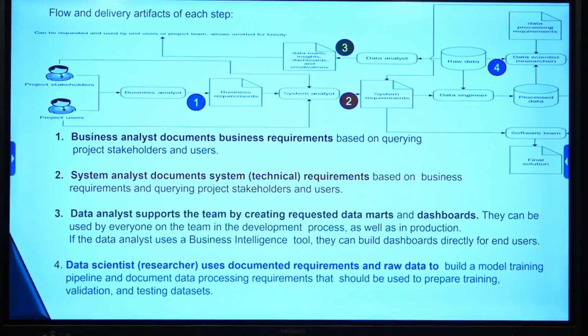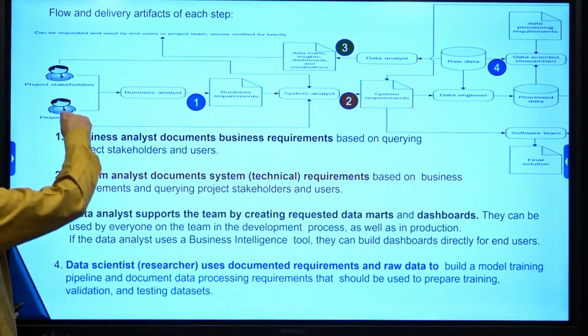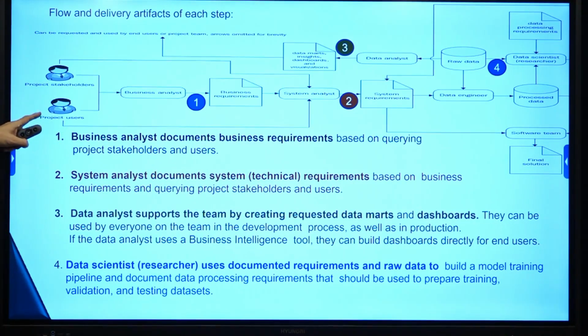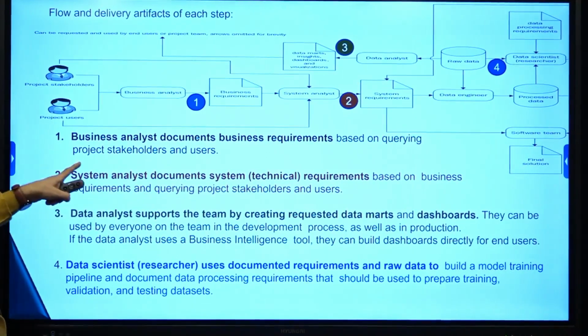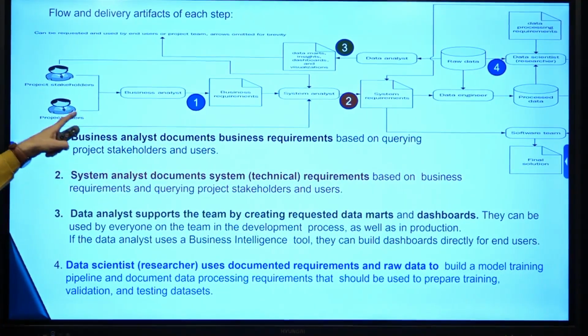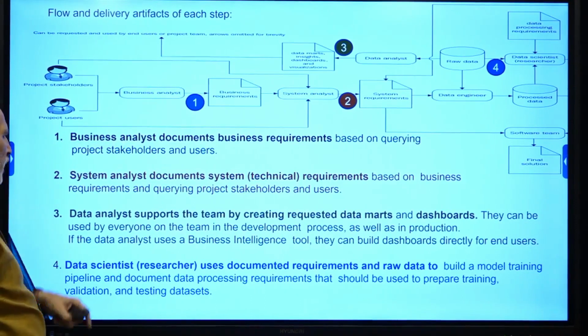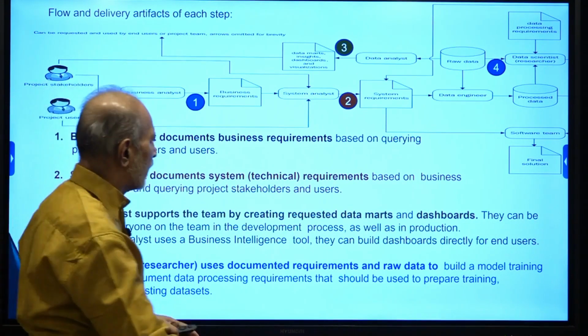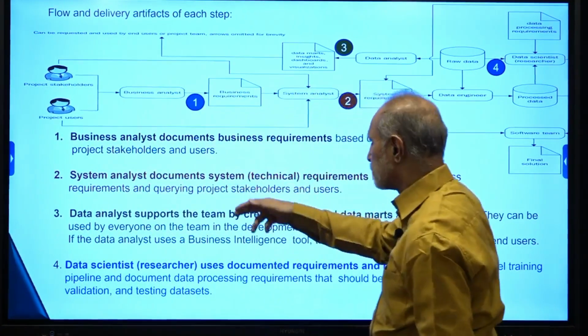Number one is your business analysis document requirement. So, you have a project stakeholder, you have a project user. However, the two give the business analyst a task. So, what is the task? The business analyst documents business requirements based on querying of the project stakeholder and the user. So, this is the task of my BA. After the task of the BA has been completed, he will create a BRD, that is your business requirement document.